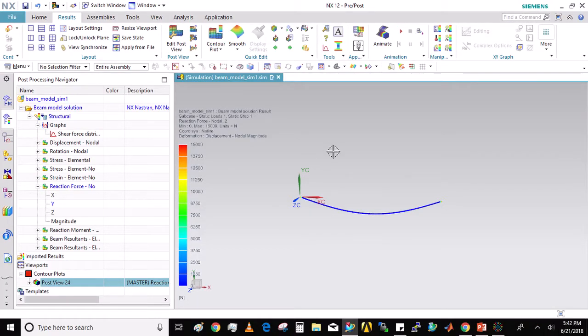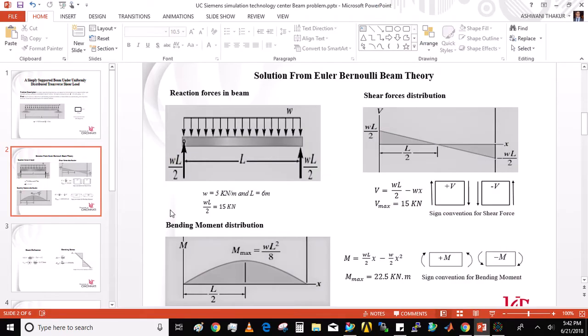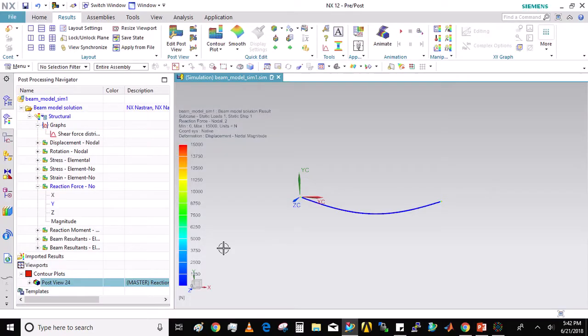So after post-processing the results, we can see the validation for our results. As initially we saw, these are the results that are given by the Euler-Bernoulli beam theory. So we can see how close these beam theory results are to the results given by X-Nastran. So we'll start with reaction force.